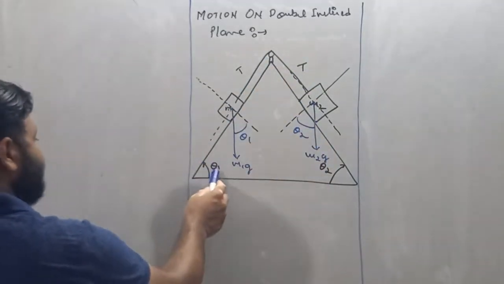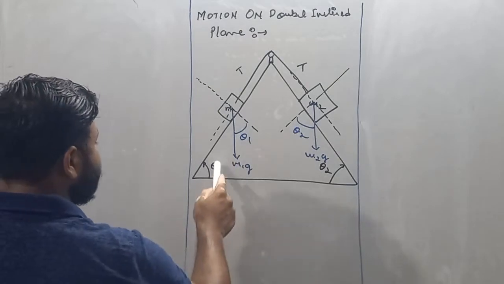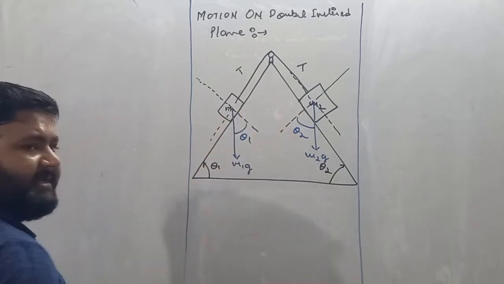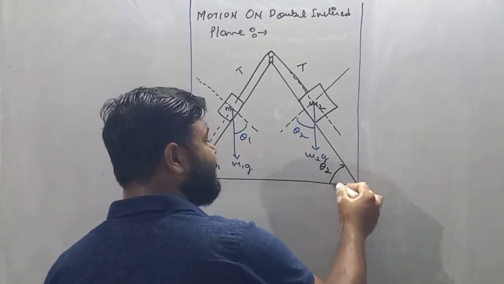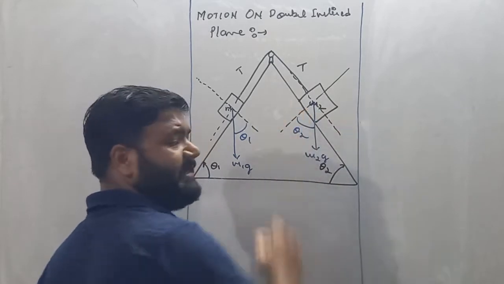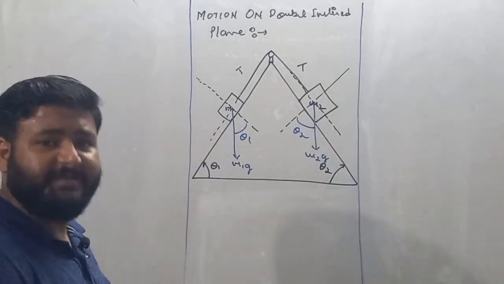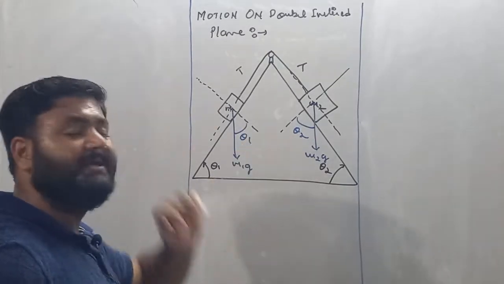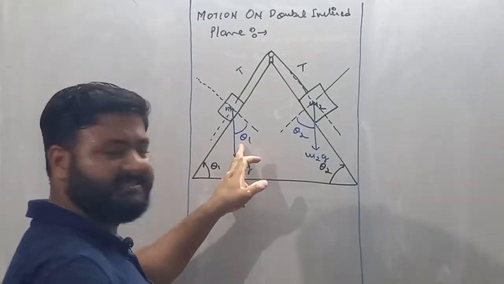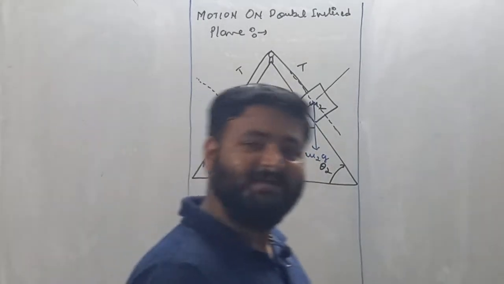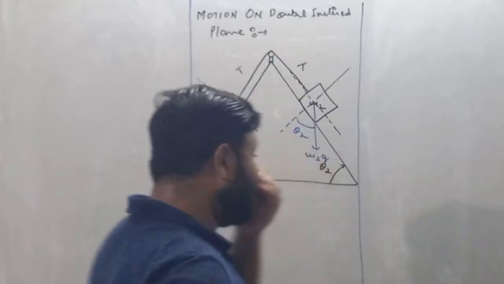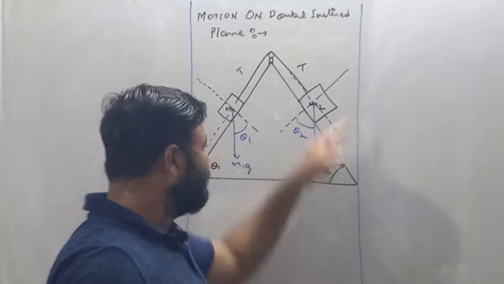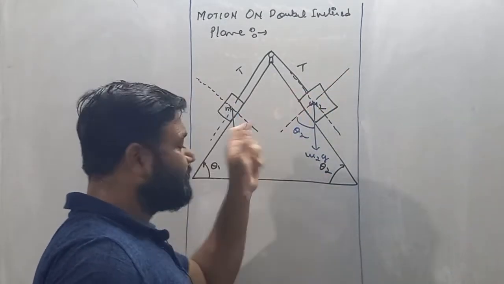Now see, this angle of inclination is theta 1. So if this angle is theta 1, then it is obvious that this angle is also theta 1. Similarly, this angle is theta 2, so this angle is also theta 2. So what do we conclude from here? We conclude that weight is a kind of force and it is making an angle, here theta 1 and here theta 2. I am repeating once again: weight is a force making angles theta 1 and theta 2 with these axes.